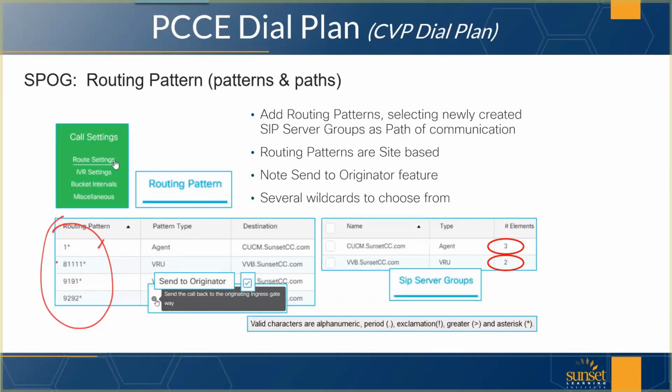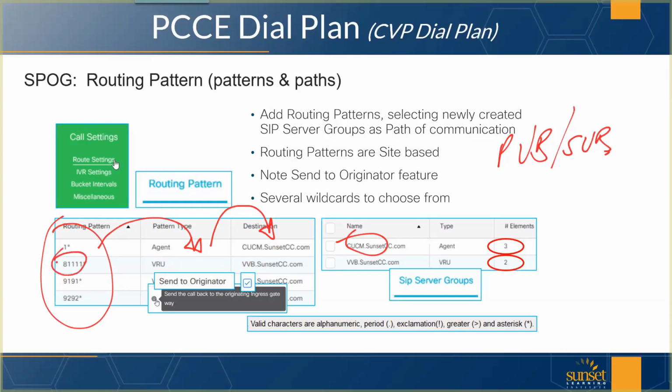Route pattern 1 is an agent route pattern type. Where does it go? It goes to the sunsetcc.com SIP server group. That SIP server group was what we created that is pointing to the publisher and our subscribers. All sort of matches, right? Our 8111, which is a VRU pattern type, points to the VVB Sunset CC SIP server group. What is that SIP server group? It's the one we created for our virtual voice browser, which contains VVB1 and VVB2.